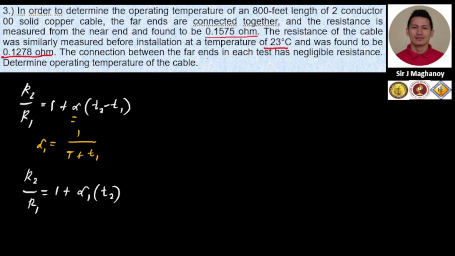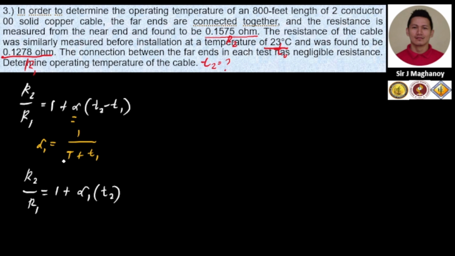So that is your final temperature, unknown. This is your initial temperature, and this is your final. This is your R2, and this is your R1. Okay, looking back at our formula.